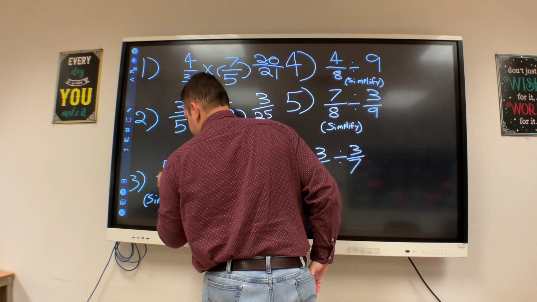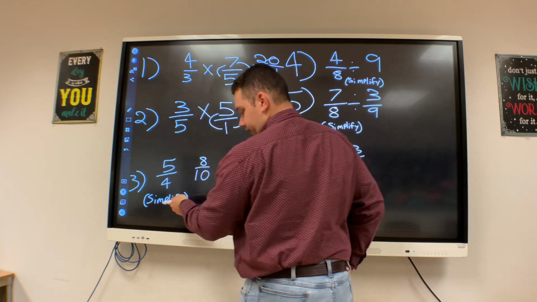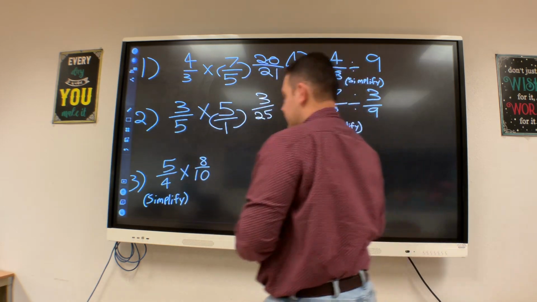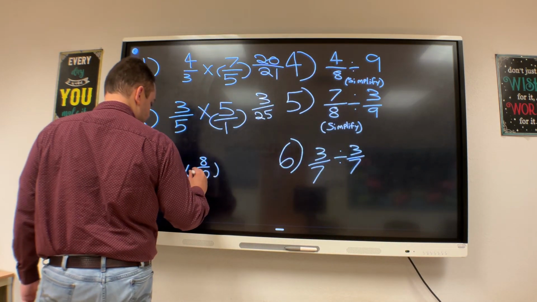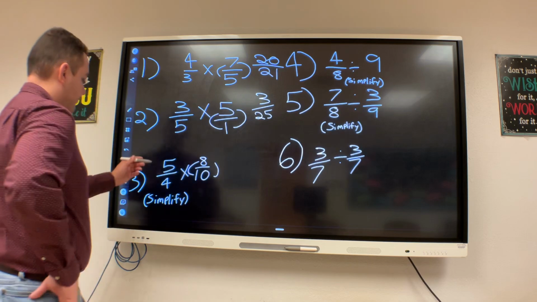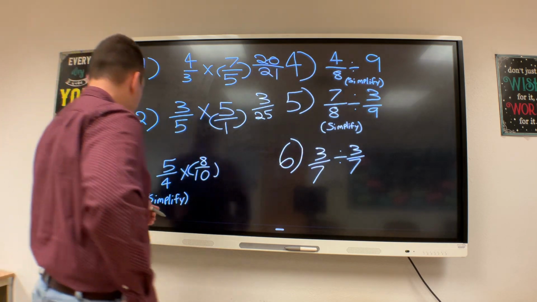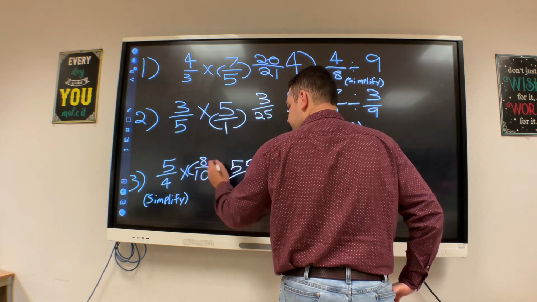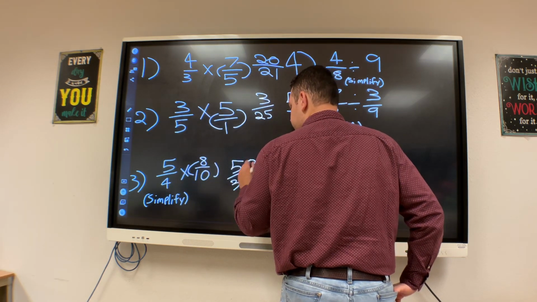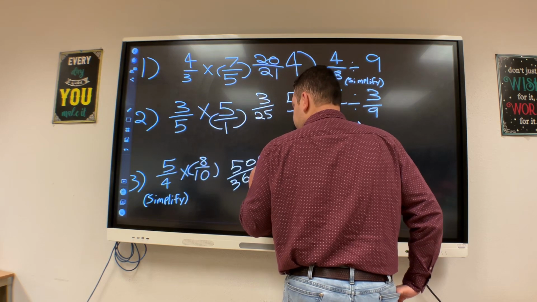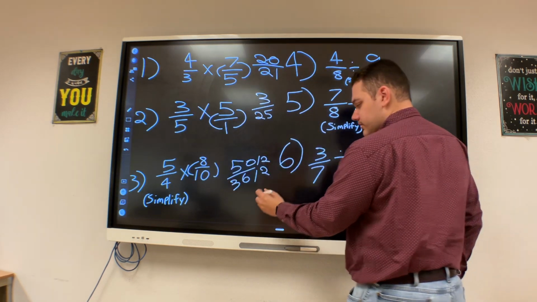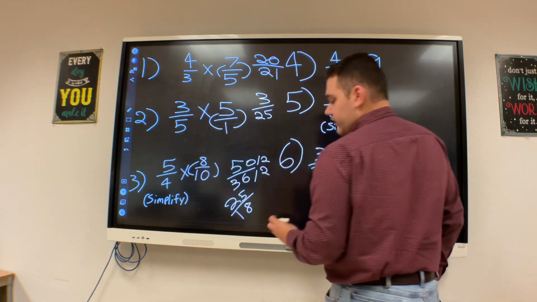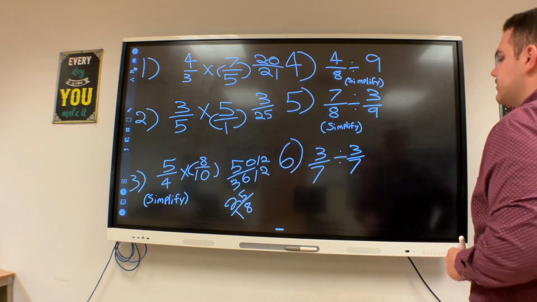Okay. So number 3, we've got 5/4, and this one we can simplify. We're gonna skip this one, change that to a multiplication, and then this 10 and this 8, we're gonna flip it. So that's gonna become 5/4 times 10/8. And so 5 times 10 is 50. 4 times 8 is 36. Both of these are even, so they are divisible by 2. So that would become 25/18 for number 3.